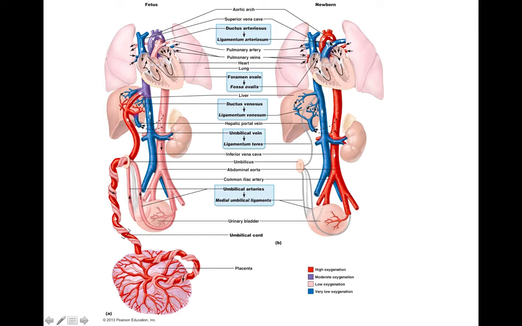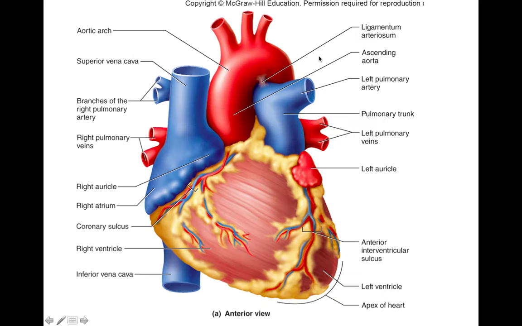You still see just a little bit of a remnant when that ductus arteriosus closes. Here's your ligamentum arteriosum, and then the remnant from the foramen ovale is now the fossa ovalis. And then if you look, depending on the model or illustration, you may be able to see that ligamentum arteriosum, that last remnant of what used to be the ductus arteriosus.